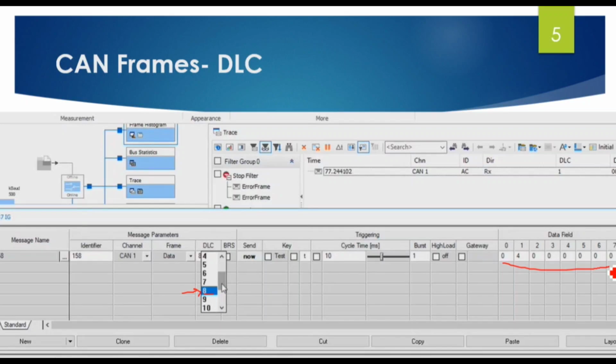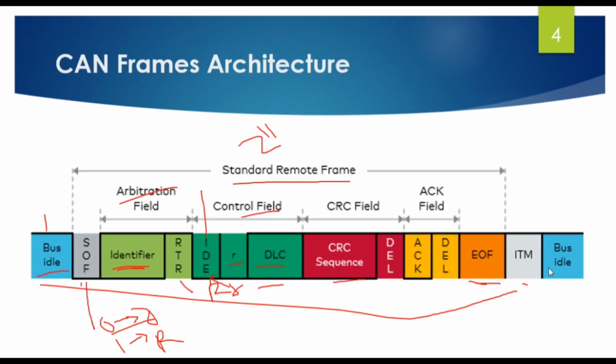Data, 8 bytes of data you can send in the data field. And here the frame is a data frame. If you select 9, then only 8 bytes will be shown here. But if you select 5, then bytes 6 and 7 will be disabled, and only 5 bytes will show. So this is the DLC data field.